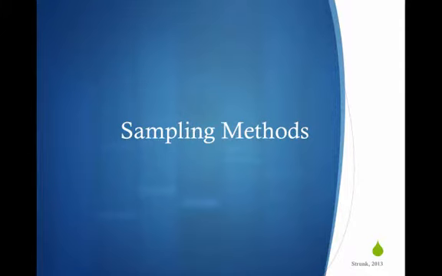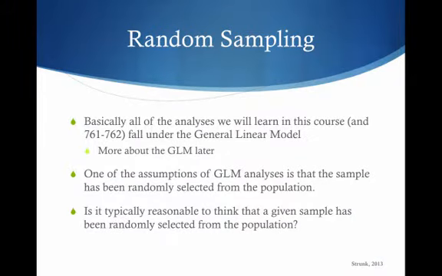Okay, so let's talk about sampling methods. Specifically, what I mean is ways that we sample from a population of potential participants in order to have this group of people participating in a study. Okay. So the ideal would be what we call random sampling.